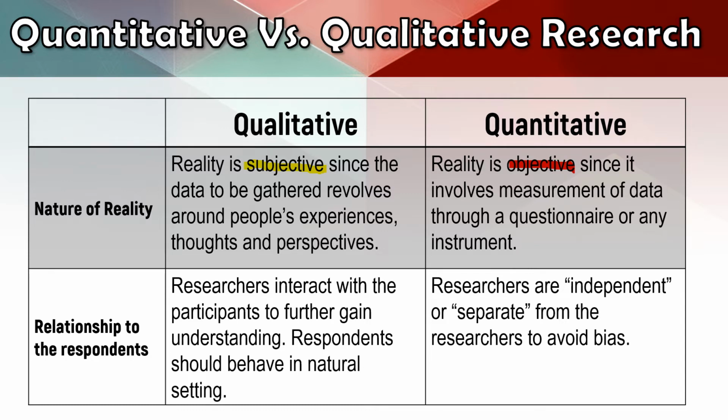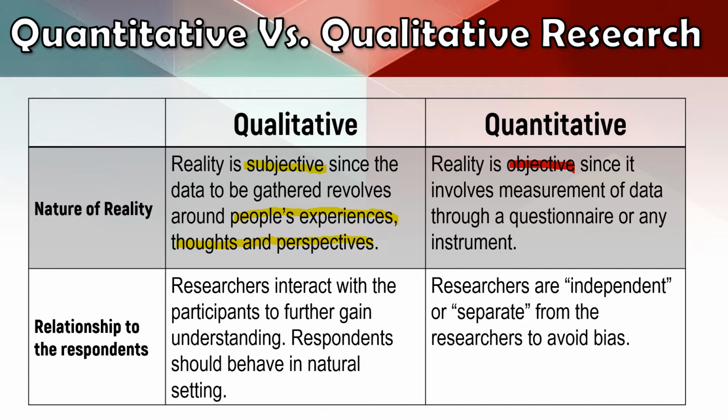In qualitative research, reality is subjective because you are relying on people's experiences, thoughts, and perspectives. It is subjective because your result will depend on the opinions of your respondents. What they say, what they know about the topic will yield your result. Therefore, it is subjective. When we say subjective, you are relying on your emotions, your opinions, biases.